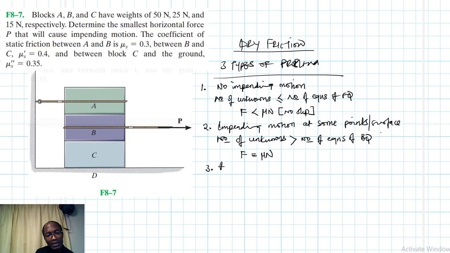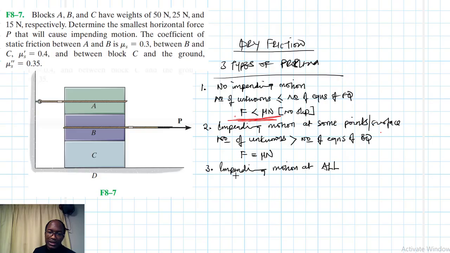In the third case, we have impending motion at all points. In the second case, it is some points, so there are going to be some points where we experience no motion. So we need to check using this particular equation.